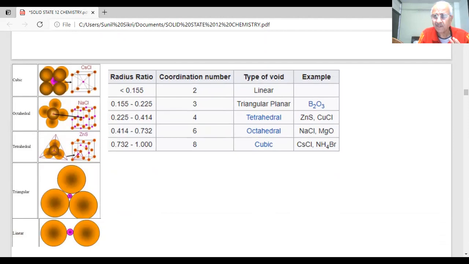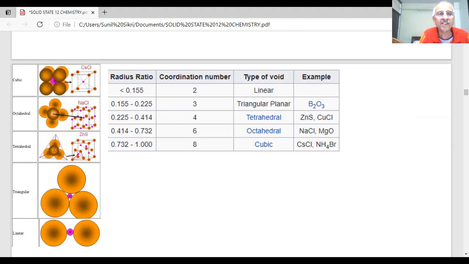What happens, students, if the coordination number is 2? If the coordination number is 2, then it is what type of void? It is called a linear void. Coordination number is 2. That means you have seen in one dimension, students, one sphere is surrounded by two spheres. One sphere has two nearest neighbors.